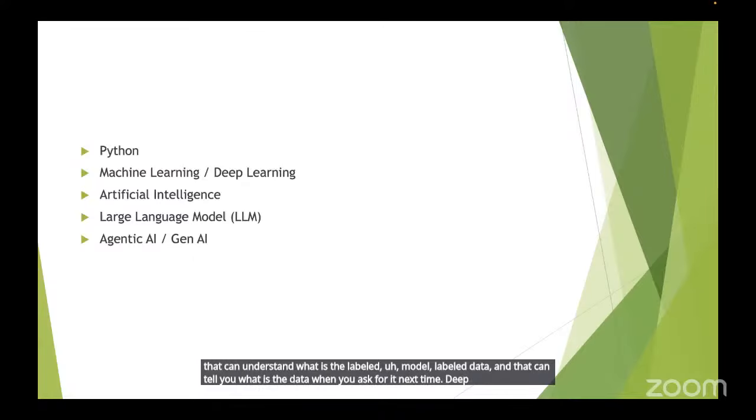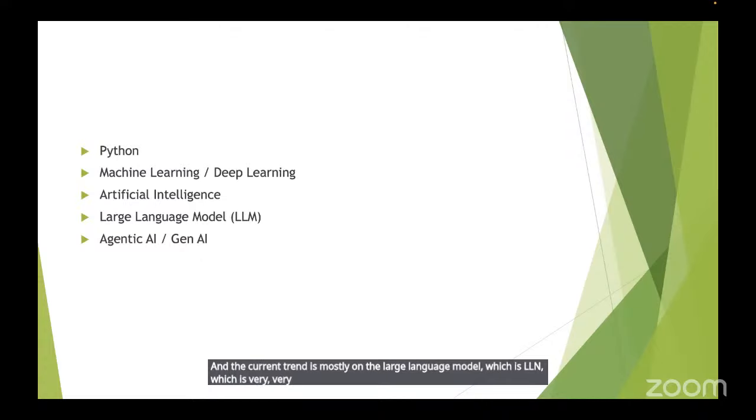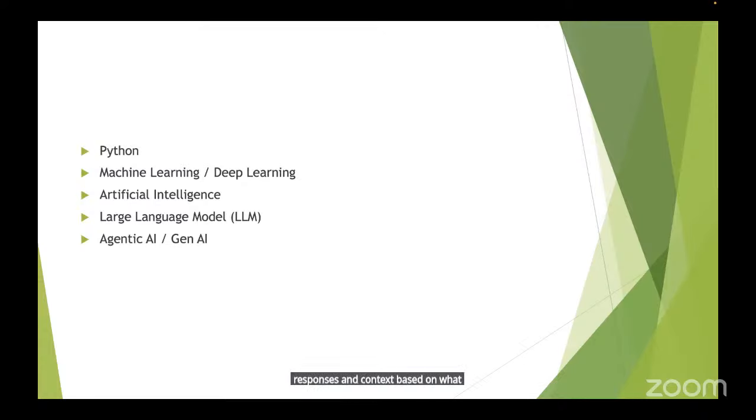Deep learning is more advanced, mostly a specific kind of image processing or natural language processing. It's more advanced than machine learning. Artificial intelligence, as we just got in the previous session, is mostly a broader topic which can predict some of the intelligence from the data which we have. And the current trend is mostly on the large language model, which is LLM, which is very, very complex models that will be trained on billions of data using some algorithm, and it can help you to generate some of the responses and context based on what your input is for.